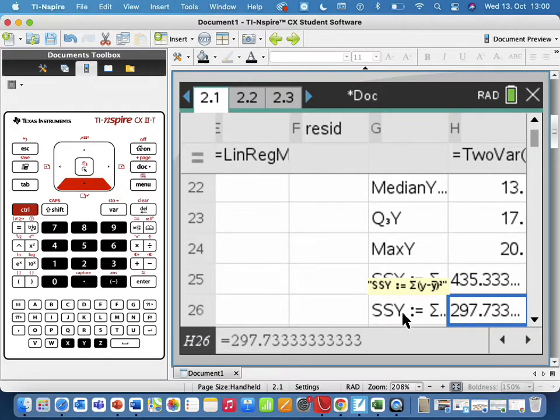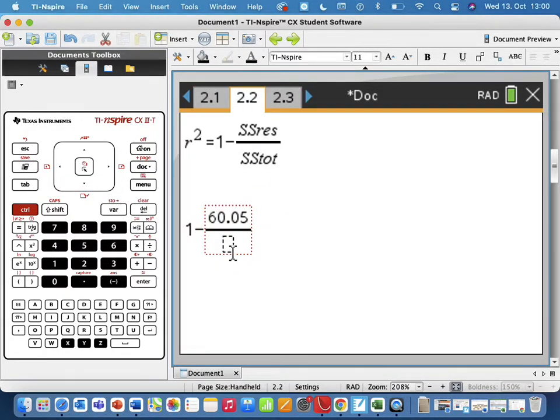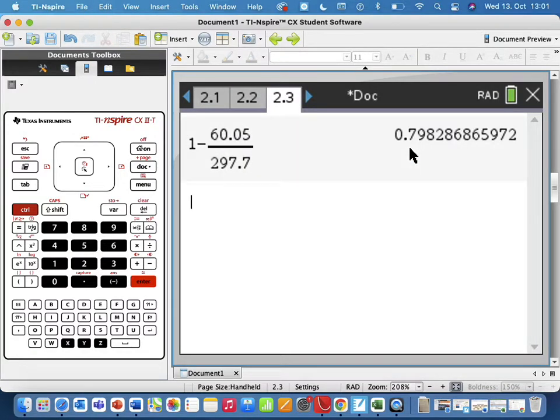And if you hover over SSY, can you see this beautiful little formula? Look, SSY equals sigma (y minus y bar) all squared. Okay, that's SStot. So now we're going to take this 297.7 and we're going to put it here. 297.7, right? Now, this is just a writing page. So if I copy this and go doc, insert calculator and paste, there is my R squared value using the beautiful formula. Close or not close, should we see?